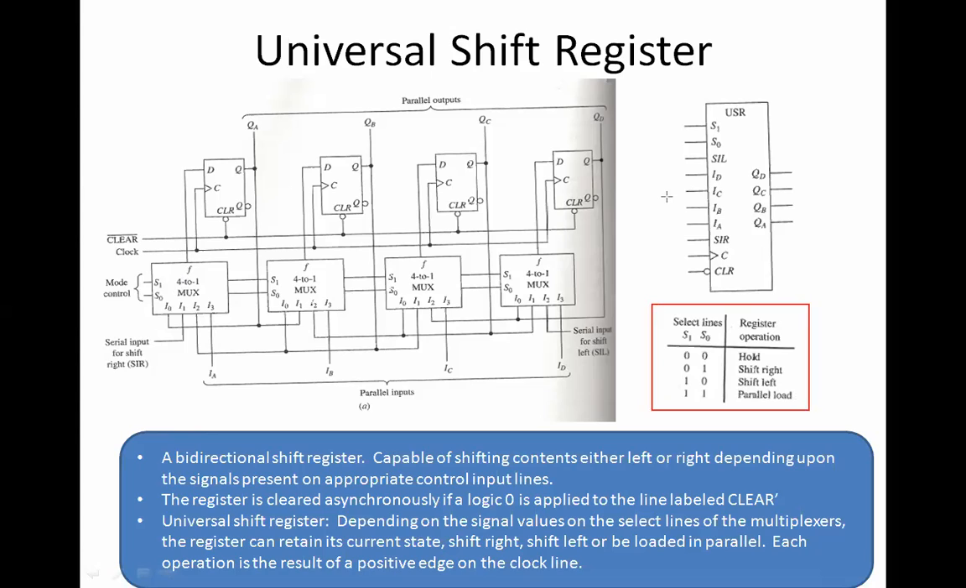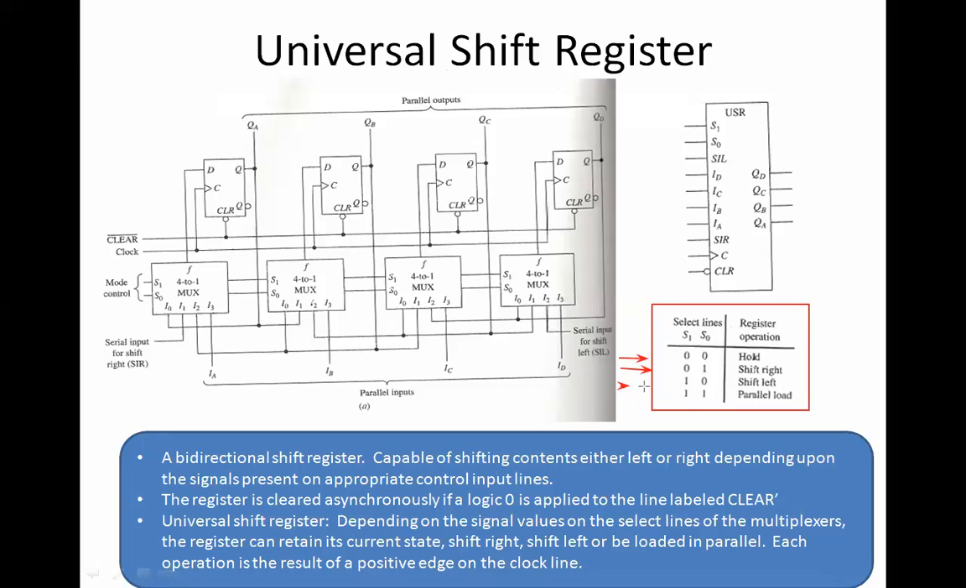Wherein you can think of 0 0. When you give 0 0, then you have the hold operation. When I say hold, it means that data is retained. There's no option that data moves from one point to another. Next, shift right, which means data moves from the left side to the right side. Data starts from the left side and then moves towards the right side. That is referred to as shift right.